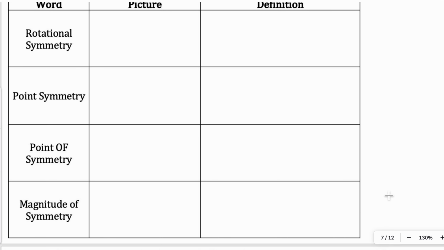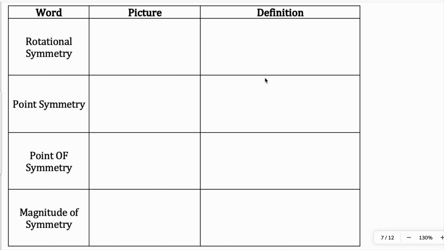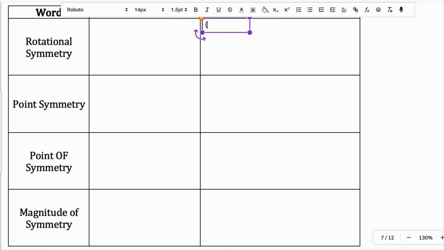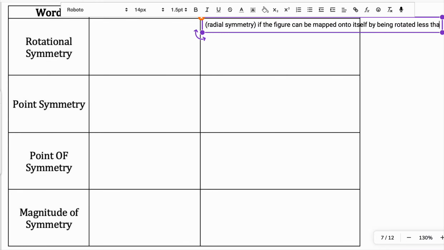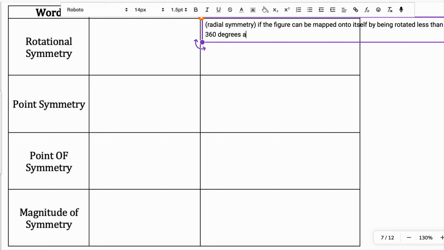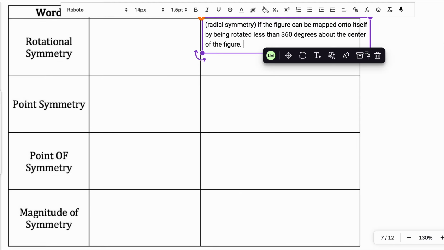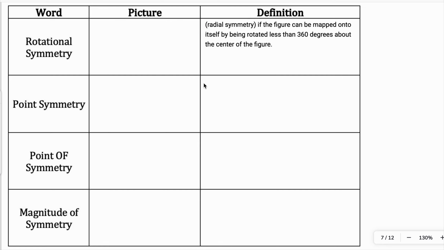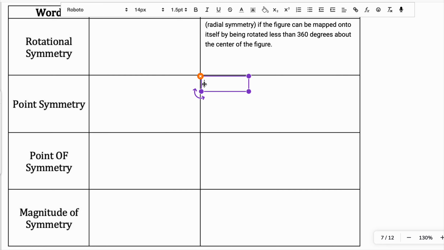The next thing we're going to look at are a few more definitions. So now we're going to get into rotational symmetry, point of symmetry, and then magnitude. So rotational symmetry, another word for this, you can name it radial symmetry. And that just means if the figure can be mapped onto itself by being rotated less than 360 degrees about the center of the figure. So obviously a rotation of 360 degrees is going to make it look identical, but we want to know, could that figure show less than 360 degrees to make it the rotational symmetry.